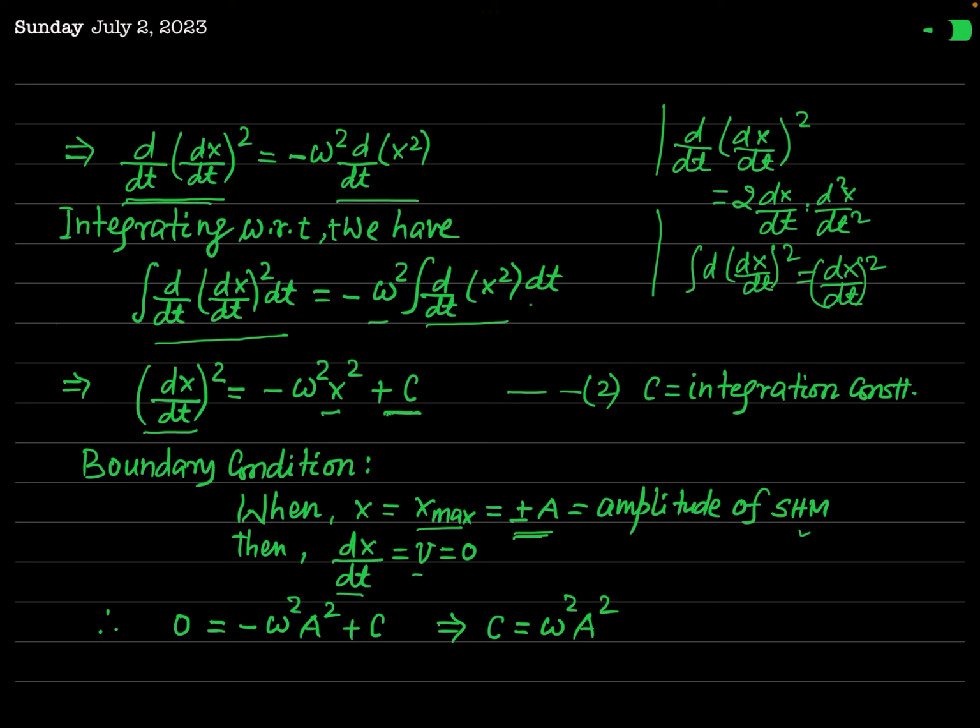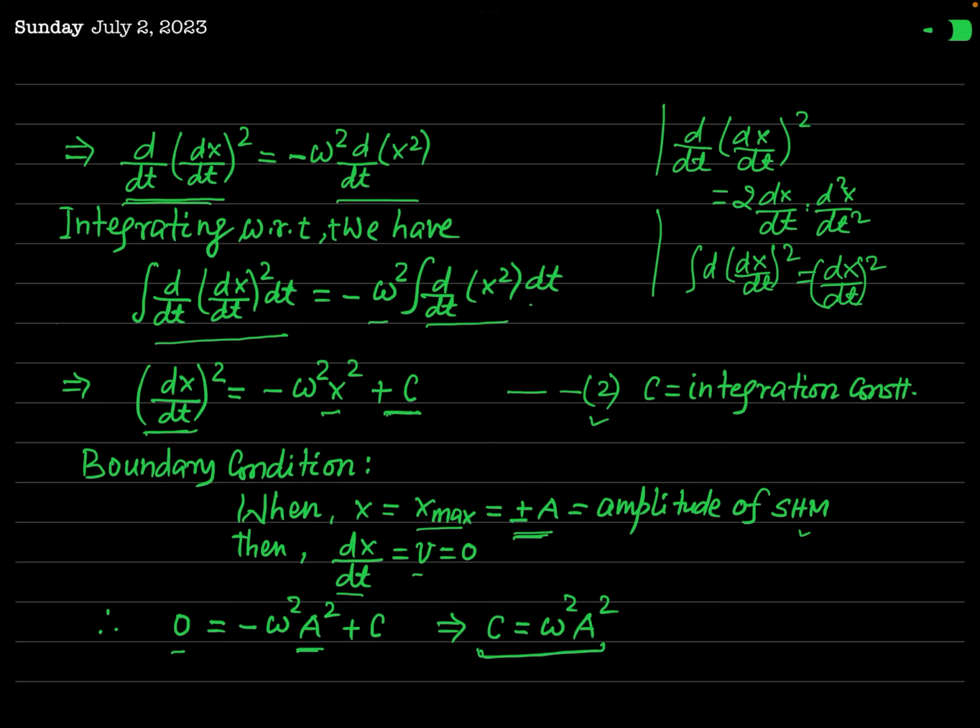So let us impose this condition in this equation 2. If you substitute x equal to plus minus a in the RHS, then you have to substitute 0 for dx by dt in the LHS. So let us substitute it. You can see from this equation 2, after imposing this boundary condition, our result will be 0 equal to minus omega square a square, because plus minus a square will be simply equal to a square, okay, plus c. So from here you can see that c is equal to omega square a square. This is the value of the integration constant.